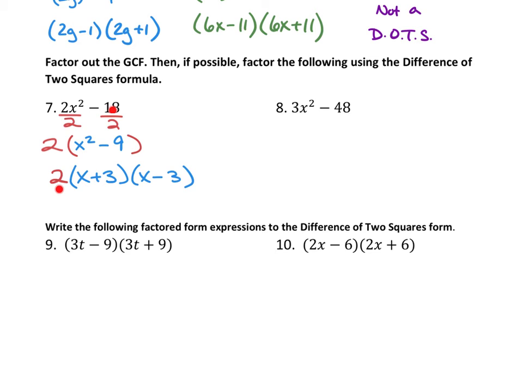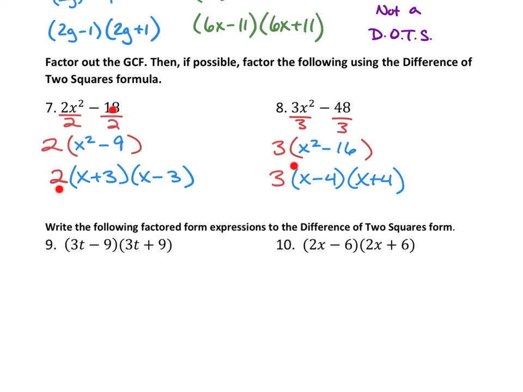Let's look at number 8. Again, it is two things. We are subtracting, but 3 and 48 are not perfect squares. However, factor out the GCF first, then you might be able to factor using the difference of two squares formula. Voila. If we factor out the GCF of 3, we then are left with x squared minus 16, which is really x squared minus 4 squared, the difference of two things that are perfect squares. So I take x and 4 and create first term minus second term, first term plus second term as my factors. And we factored the following.